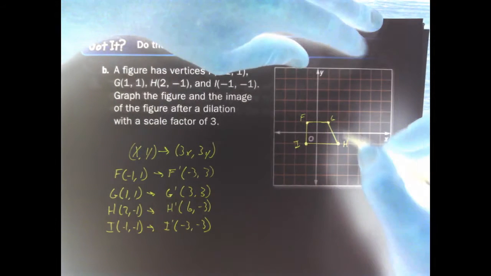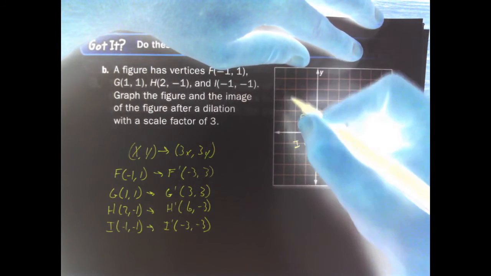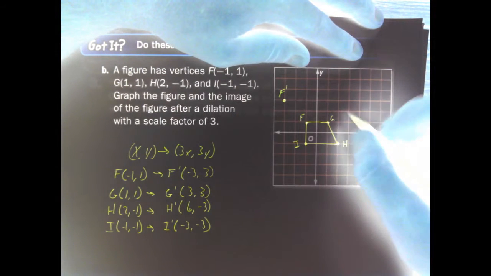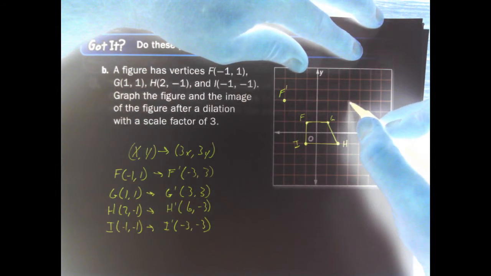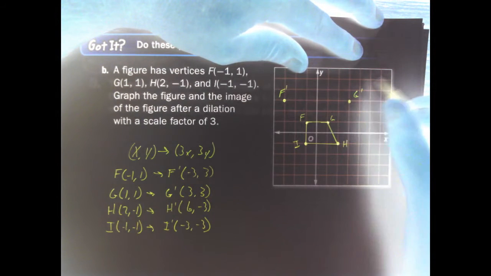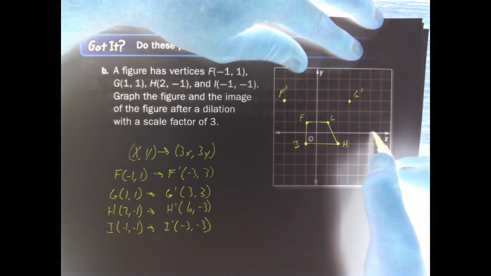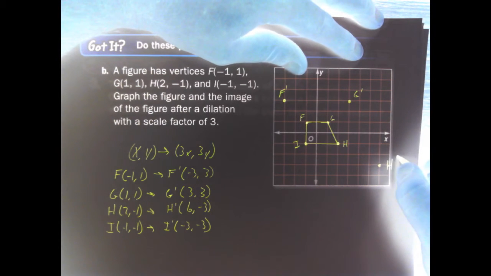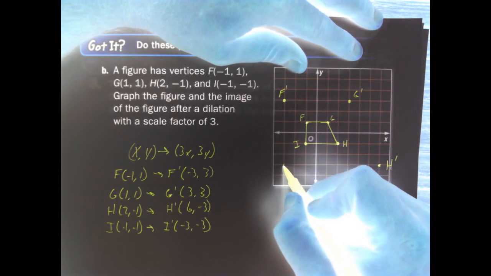So (-3, 3) is F prime. G prime would be (3, 3). H prime is (6, -3). And I prime is (-3, -3).